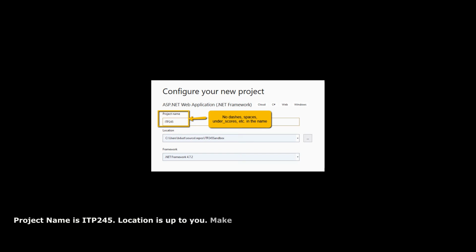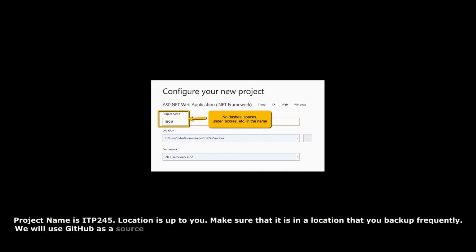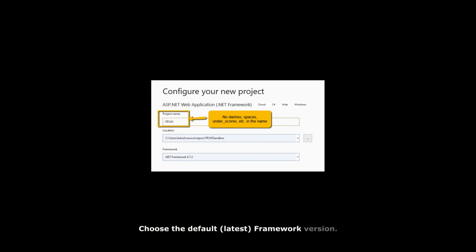Our project name is ITP245. The location is up to you. Make sure that it is a location that you back up frequently. We will use GitHub as a source repository, but nonetheless, it is good to keep a backup of your critical stuff. But then you are IT people, so you already do that, right? Choose the latest default framework version.